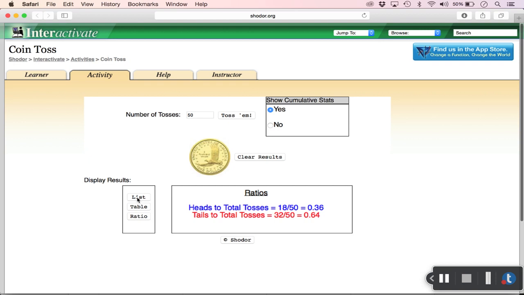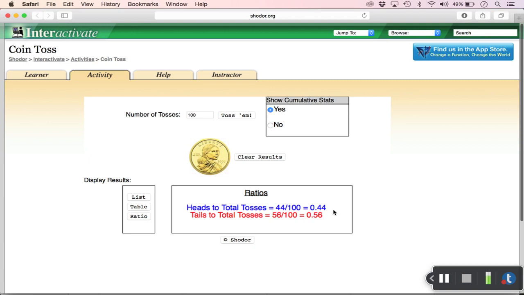So what happens if we toss even more coins? We'll clear this out. Let's toss it 50 times and see what happens. So here you can see the breakdown. Our percentage ratio has changed a little bit. We have 36% heads versus 64% tails.